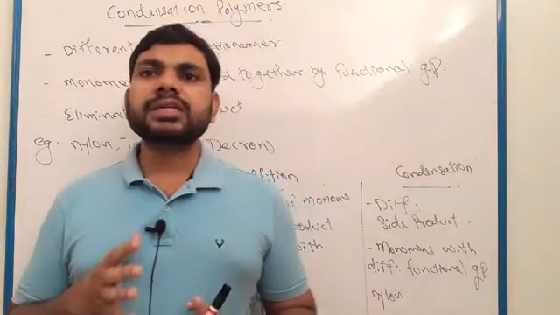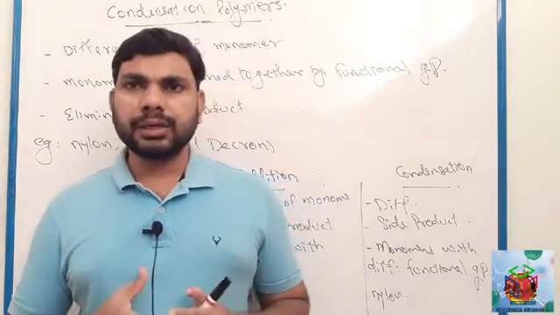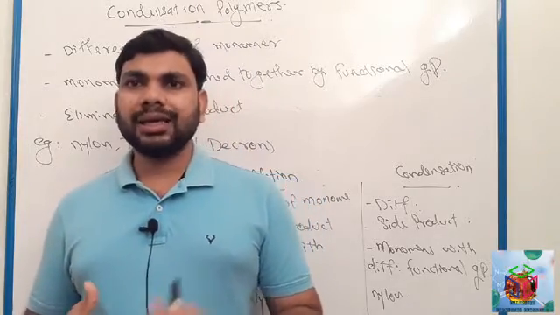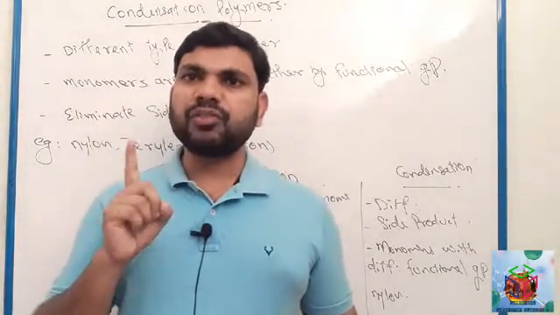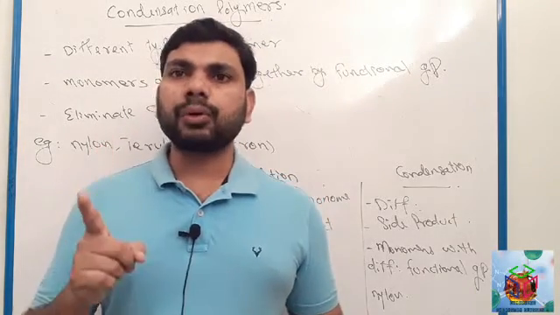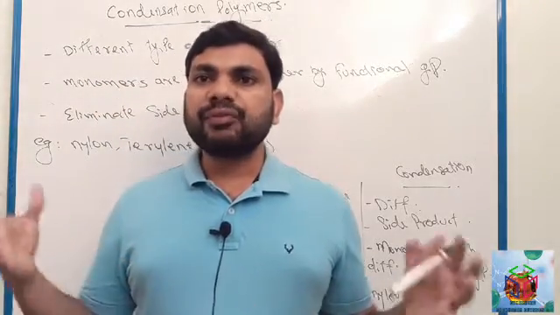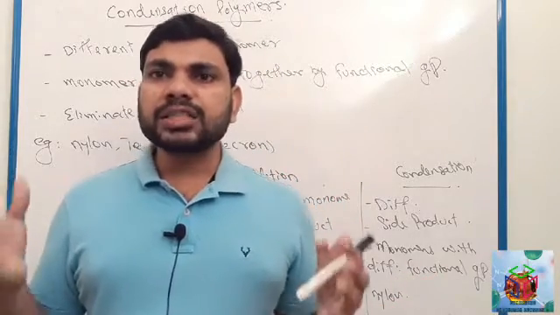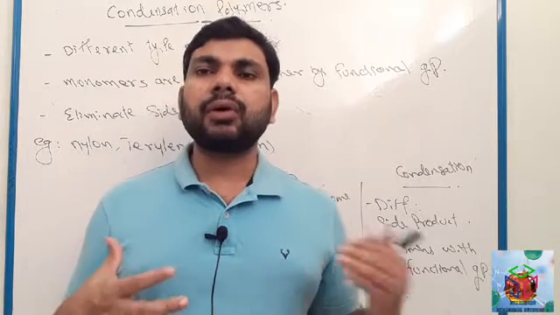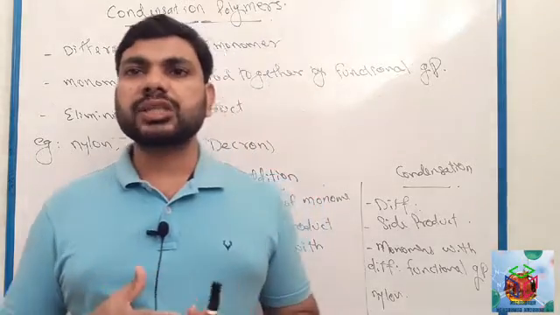Next, we have to discuss condensation polymers. Condensation polymers mean polymers formed from different types of monomers. In addition polymers, there is only one type of monomer: ethene, polythene, styrene, polystyrene. But in condensation polymers there are different types of monomers, and these monomers have different functional groups, and these functional groups react together to form long chain polymers. Such polymers are called condensation polymers.